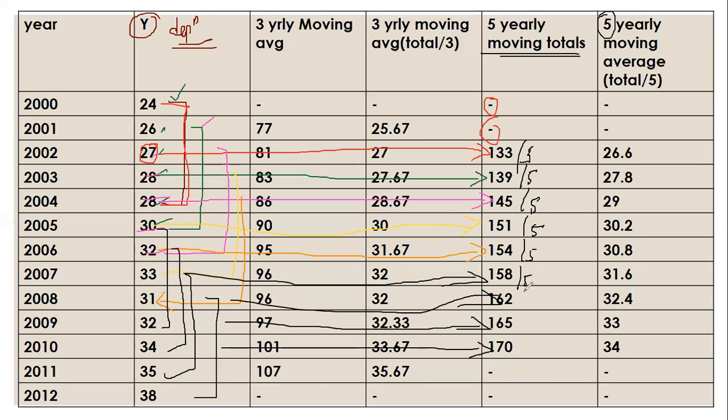So when you divide every number by 5, 133 by 5 is 26.6. 139 by 5 is 27.8. 145 by 5 is 29. 30.2 and so on. You get 5-yearly moving averages. For 3-yearly moving average, you have to divide by 3. For 5-yearly moving average, you have to divide by 5. Understood?